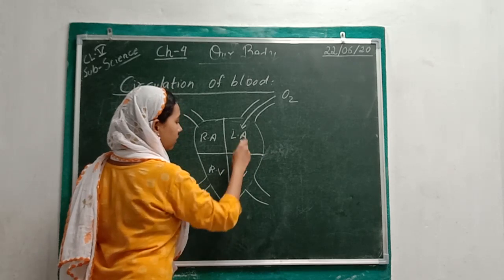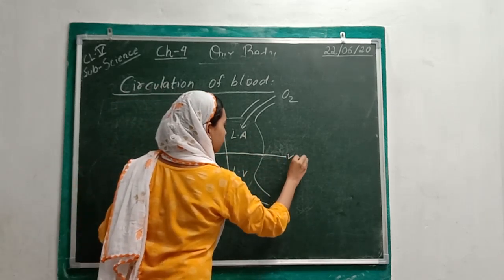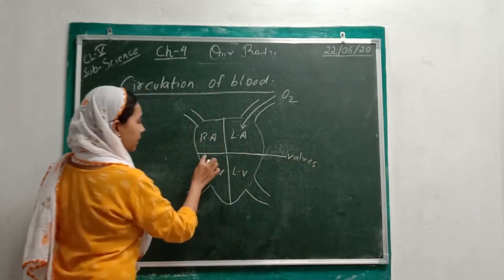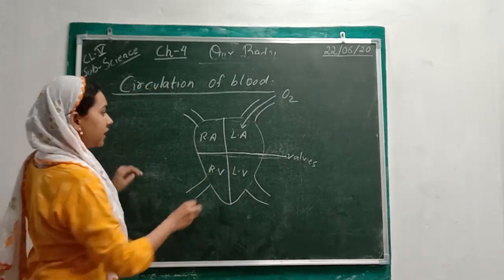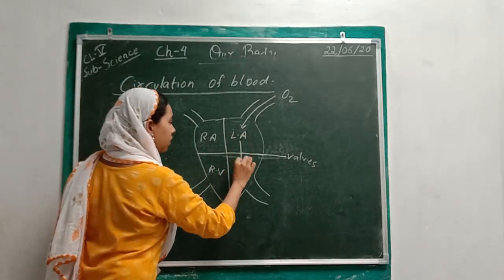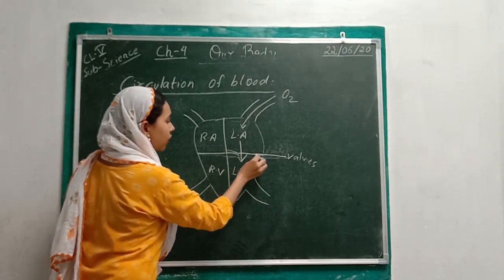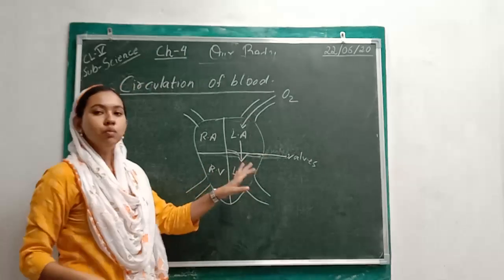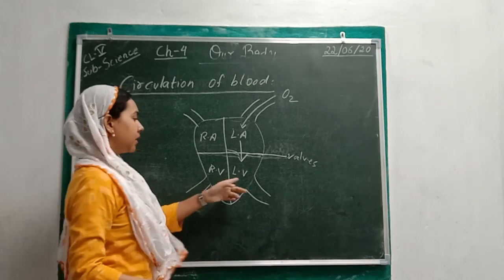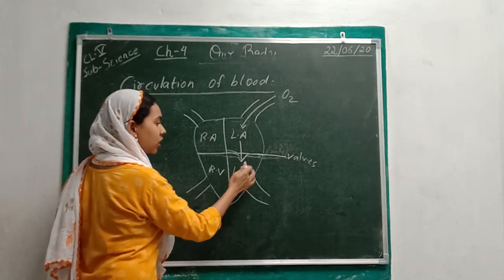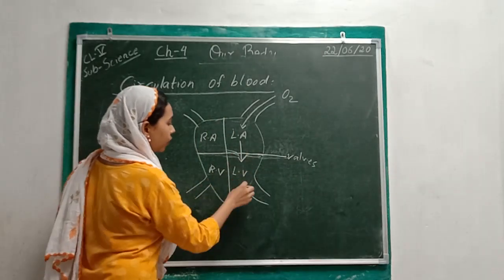Next, what happened? Remember, this lengthwise division was done in two parts with the help of valves. This and this, these two are the valves. Next, this left auricle pushes down the blood to the left ventricle through the valves. And what is the function of these valves? They allow the movement of the blood in only one direction. That means the blood will only move down, but blood from the ventricle cannot move back up to the left auricle.